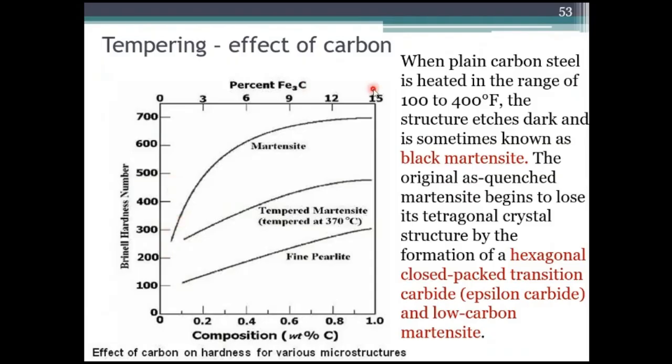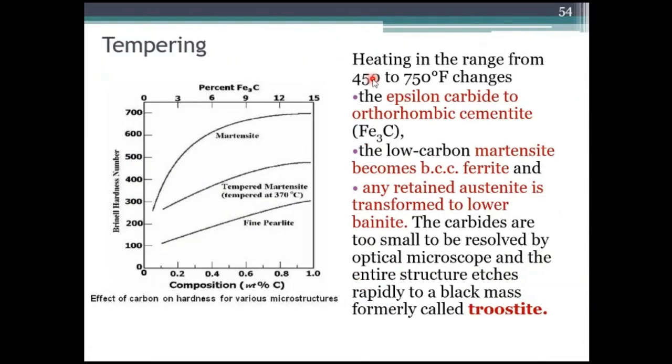So what is clear is that the amount of martensite present in it will yield a higher amount of hardness. So this is a very important tempering effect of carbon. This is what I told you: heating between the range 450 to 750 will be yielding you the martensite, and that martensite will be yielding you the hardness.